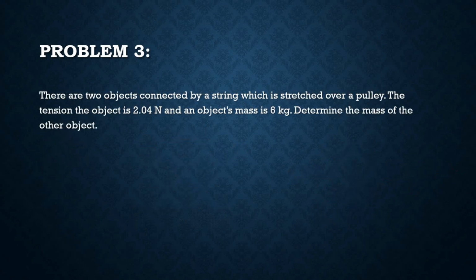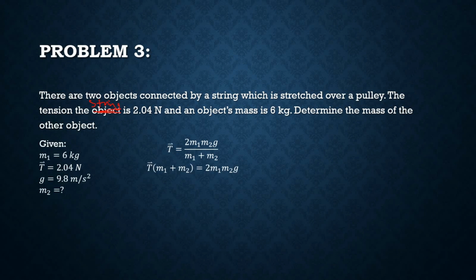So problem 3. There are two objects connected by a string which is stretched over a pulley. The tension of the string is 2.04 newtons, and the object's mass is 6 kilograms. Determine the mass of the other object. So now we have to find our second mass. So given the first mass is 6 kilograms and our tension is 2.04 newtons. Gravity is still 9.8 meters per second squared.